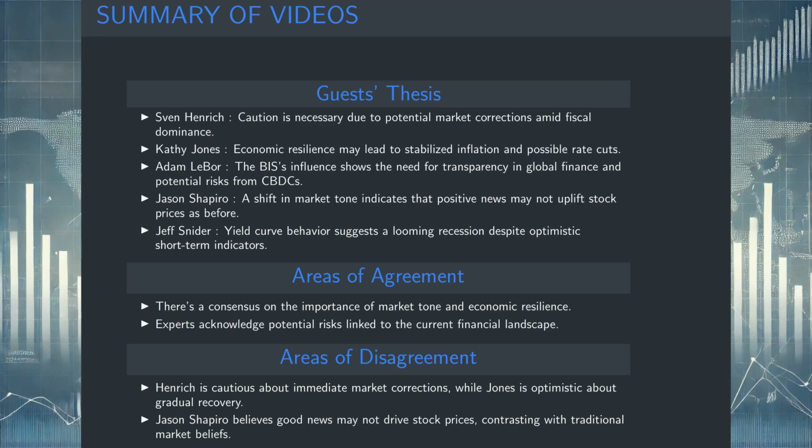We've had quite the discussion today, unpacking various insights from our financial experts, haven't we? Absolutely. Each guest brought a unique perspective, from Sven Henrich's caution on potential corrections to Kathy Jones's optimism about economic resilience. And let's not forget Adam LeBor, who highlighted the importance of transparency in global finance as it relates to CBDCs. Right? And Jason Shapiro's take that positive news might not boost stock prices like it used to was a real eye-opener. Plus, Jeff Snyder's analysis of the yield curve presenting risks of a recession was quite a stark reminder of the current financial climate.